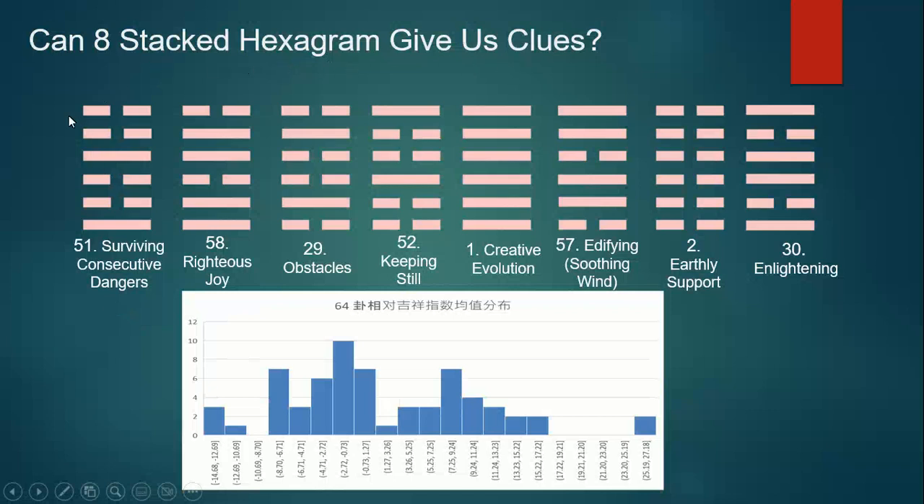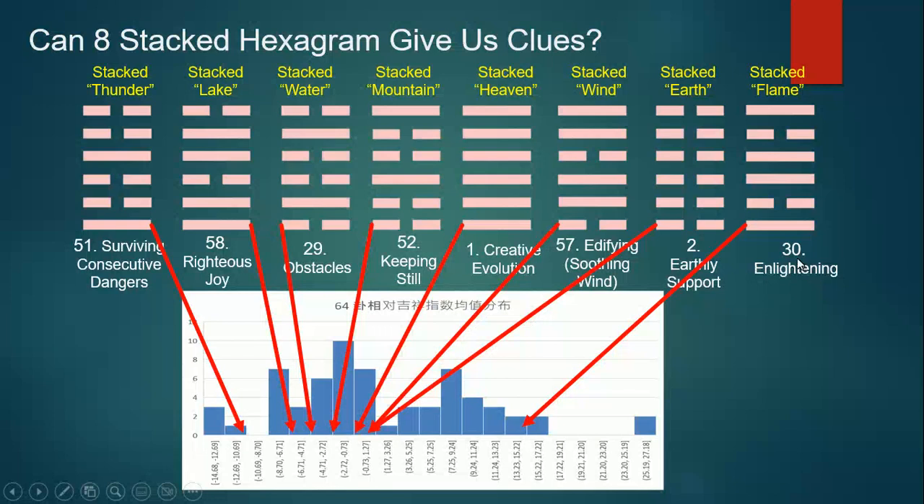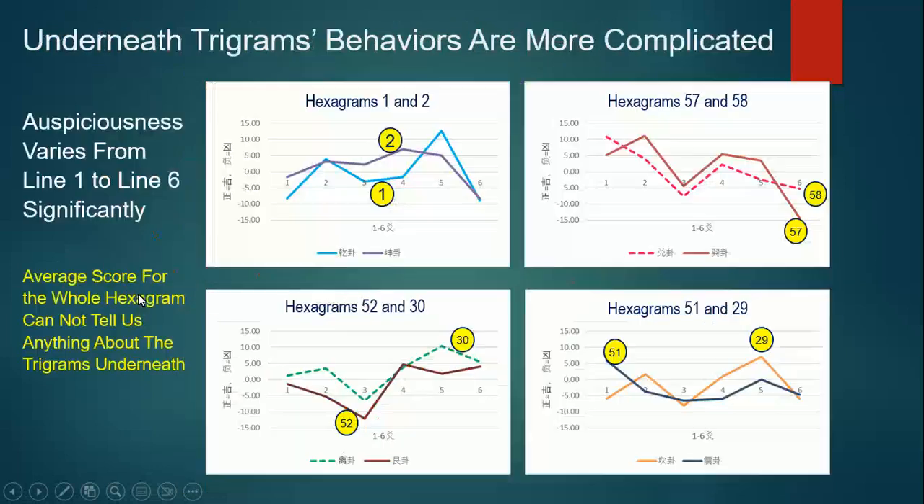So in I Ching, there are 8 hexagrams where their upper hexagram and lower hexagram are of the same trigrams. And there are 8 of these. They are hexagrams 30, 2, 57, 1, 52, 29, 58, and hexagram 51, with average auspiciousness score being highest for hexagram 30, enlightening, and the least auspicious for hexagram 51, surviving consecutive dangers.